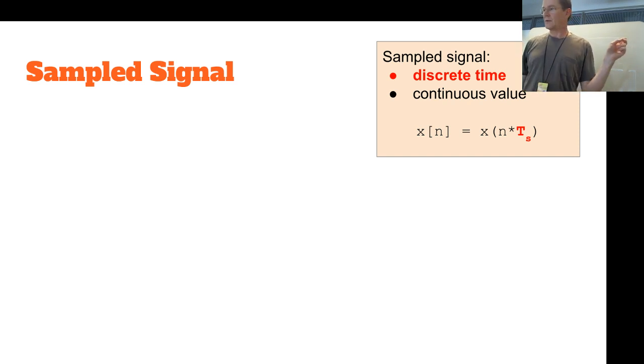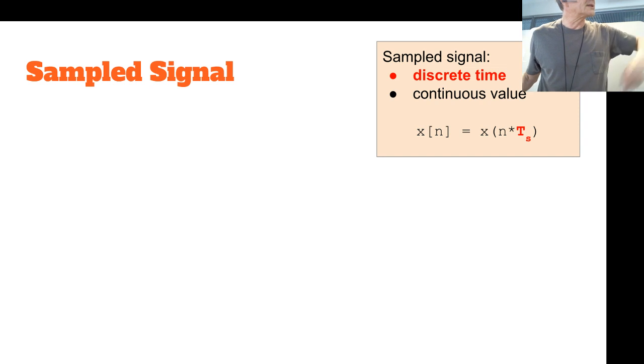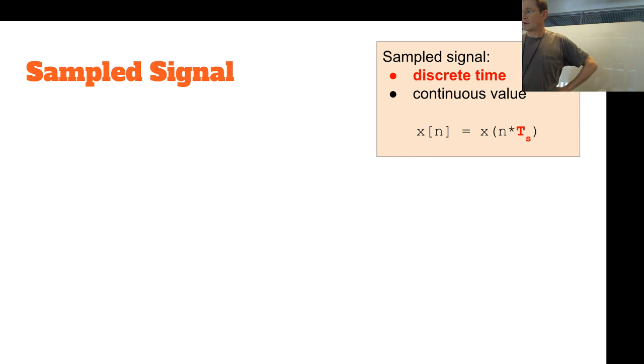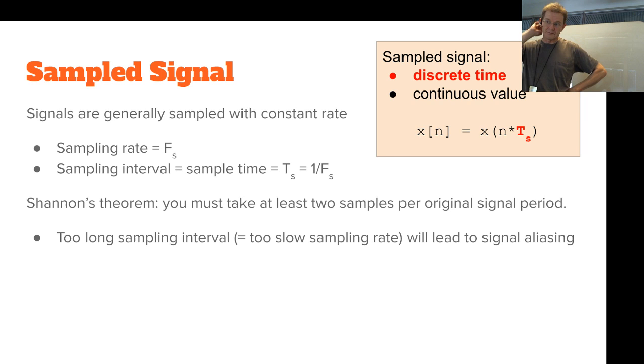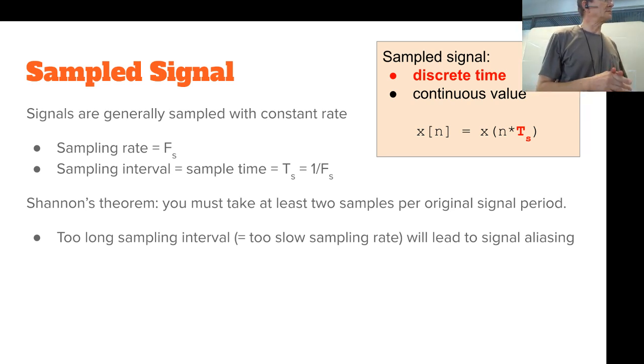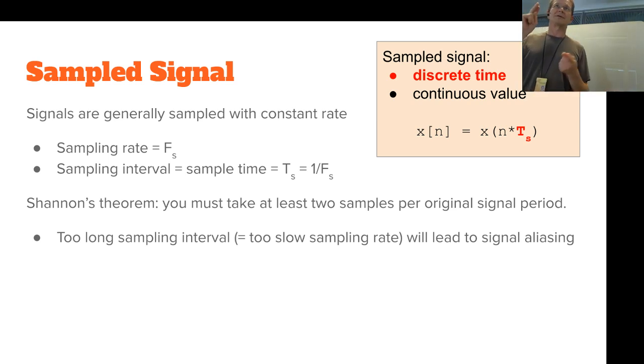Okay, and here the sampled signal means basically that the form is something like x of n, which is a tabulated value, equals to signal x at sampling point n. Another assumption we do, which helps, well, it makes this digital signal processing possible. We always have a constant sampling rate.